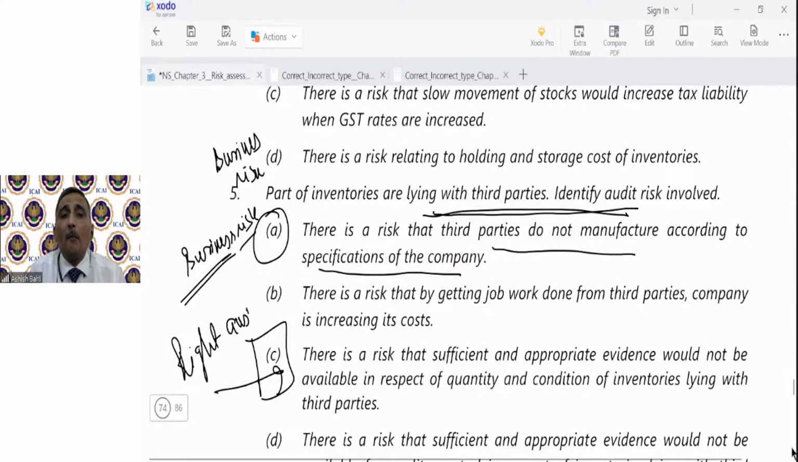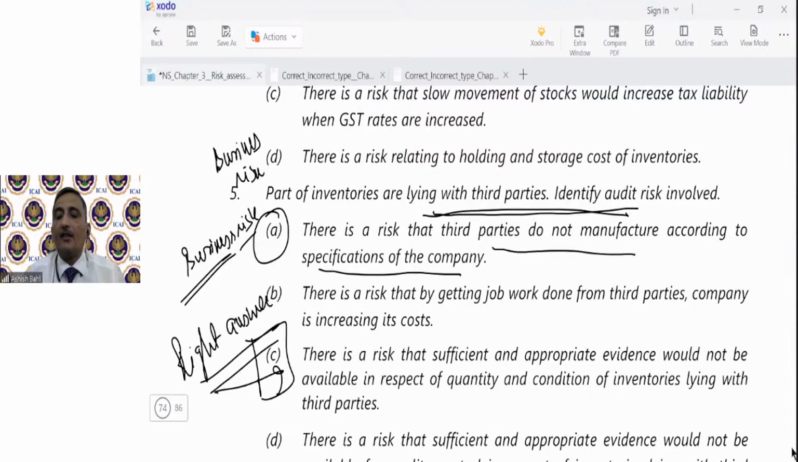that the auditor may not get evidence about the existence and condition of the inventories, क्योंकि वो स्टॉक जो है थर्ड पार्टीज के पास पड़ा है. So there is a possibility that the auditor may not get evidence about the existence and condition of those stocks, क्योंकि वो किसी और के premises में पड़ा है. So the auditor may not get evidence. So on account of that, there could be probability that financial statements could be misstated, and the auditor may express an inappropriate opinion.